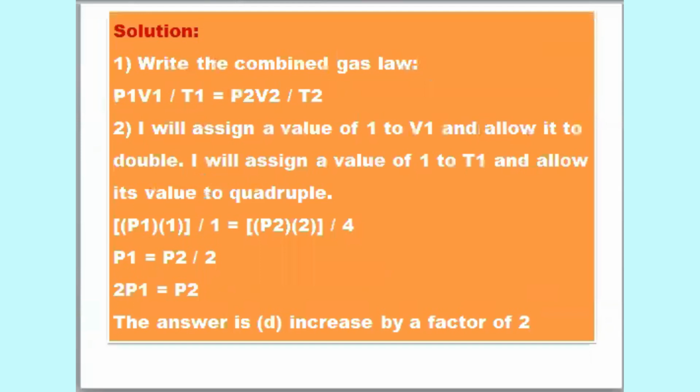Solution: write the combined gas law equation, which is P1 V1 over T1 equals P2 V2 over T2. I will assign a value of 1 to V1 and allow it to double. I will assign a value of 1 to T1 and allow its value to quadruple. And then P1 multiplied by 1 divided by 1 equals P2 multiplied by 2 divided by 4. And P1 is equal to P2 over 2. 2 P1 is P2. The answer is D, increased by a factor of 2.